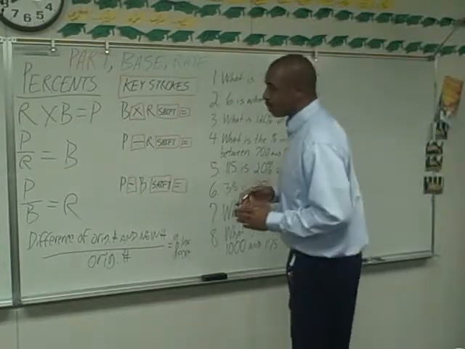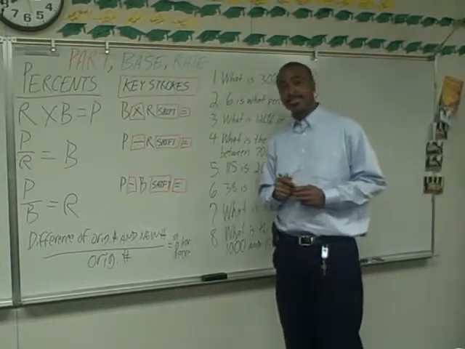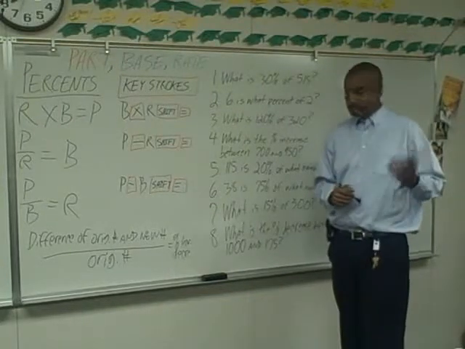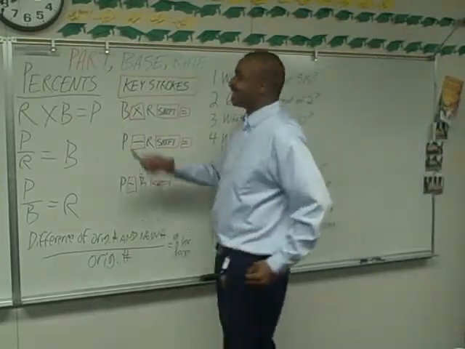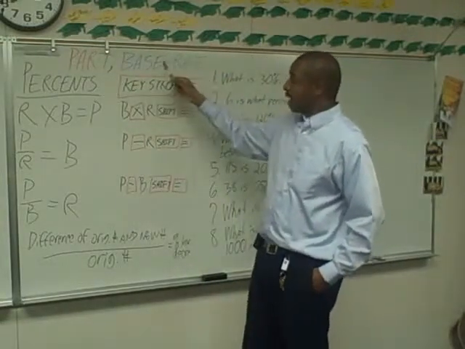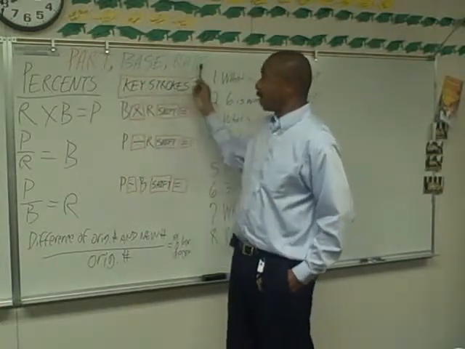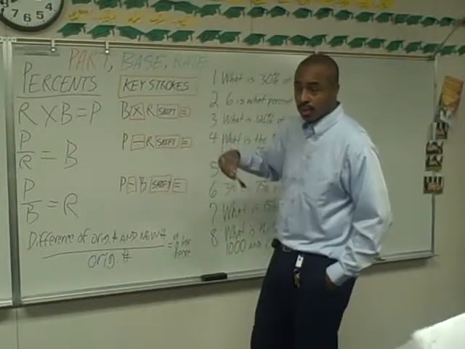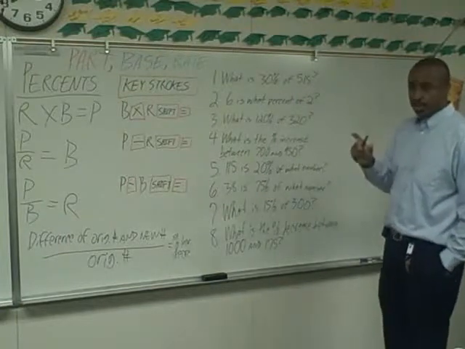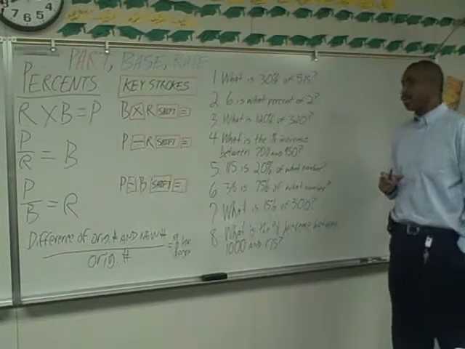Now, what makes it a percent problem is what? What makes a percent problem a problem? It's missing something. So you're either going to have the part and the base, and you're going to have to solve for the rate, or you're going to have the base and the rate, and you're going to have to find the part, or you're going to have the part and the rate, and you're going to be looking for the base. So that's what makes a percent problem a problem, is that you have two pieces and you're looking for the third piece to complete the question that you're being asked.